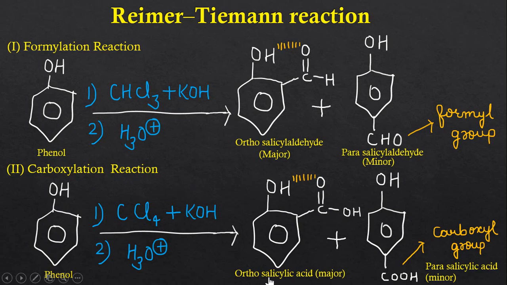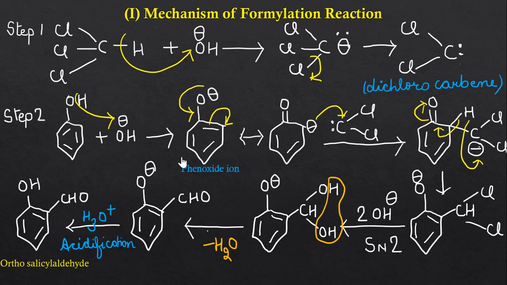Here also ortho product will be the major product and para will be the minor product, because there's a hydrogen bonding between the hydrogen atom of the OH group and oxygen atom of this COOH group. Now let us discuss about the mechanism of this formylation reaction and carboxylation reaction separately. First we will talk about the mechanism of formylation reaction.